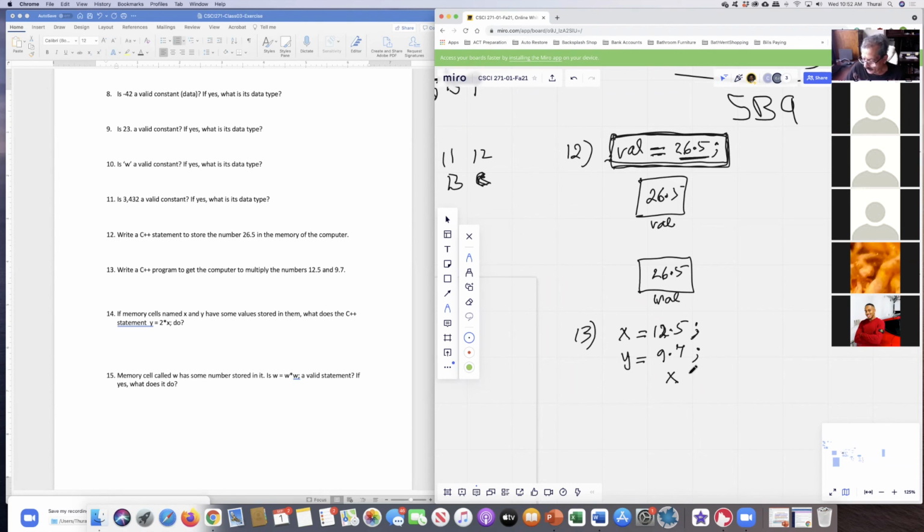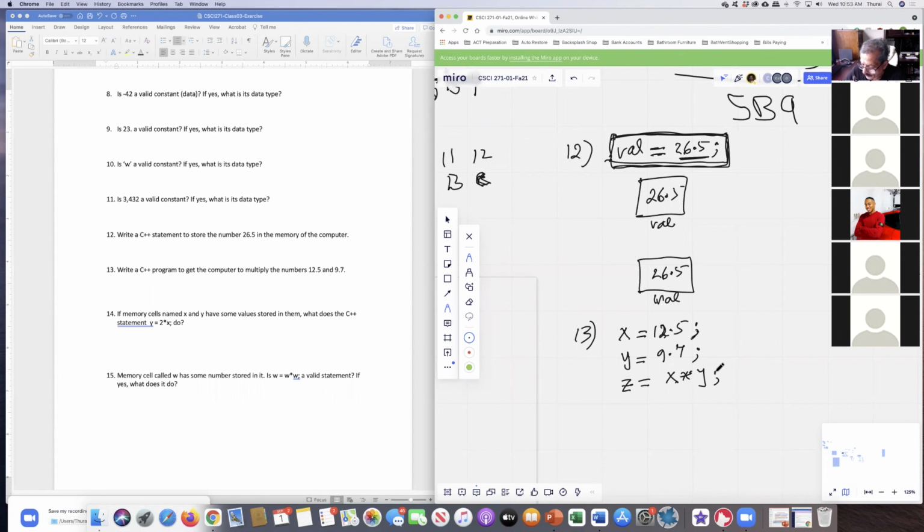So to say multiply X and Y, the two memory cells, you write X asterisk Y. Asterisk is the symbol for multiplication in C++. And then you put an equal sign and another variable Z. This means multiply the two memory cells X and Y and put the answer in another memory cell called Z. All that is done right there.